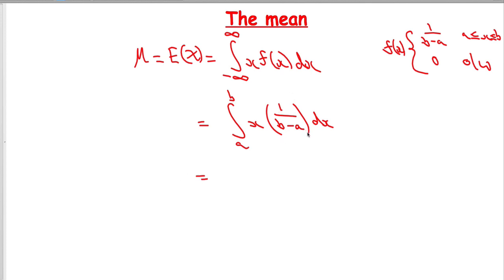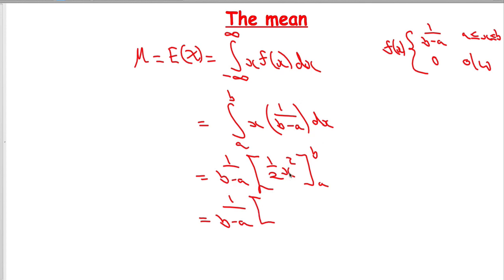Now 1 over b minus a is going to be a constant, so I can factor that outside. So I'm going to do 1 over b minus a, and integrating x dx, I'm going to get a half x squared. I need to evaluate that between a and b. So that's going to be 1 over b minus a, into putting b in, I'm going to get a half b squared, and then putting a in, minus half a squared.